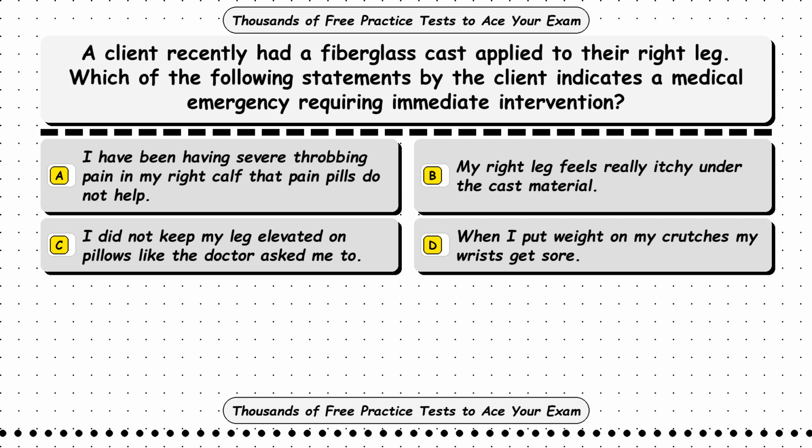Question 150. A client recently had a fiberglass cast applied to their right leg. Which of the following statements by the client indicates a medical emergency requiring immediate intervention? Option A, I have been having severe throbbing pain in my right calf that pain pills do not help. Option B, my right leg feels really itchy under the cast material. Option C, I did not keep my leg elevated on pillows like the doctor asked me to. Option D, when I put weight on my crutches my wrists get sore.